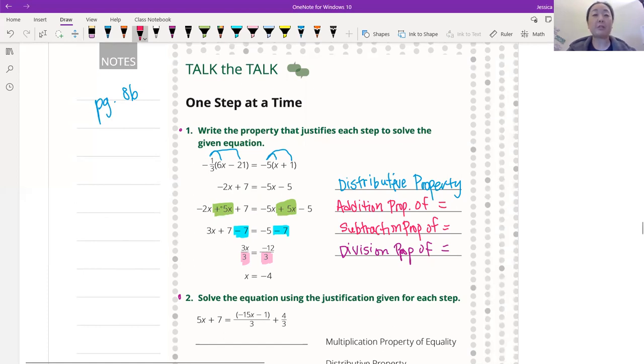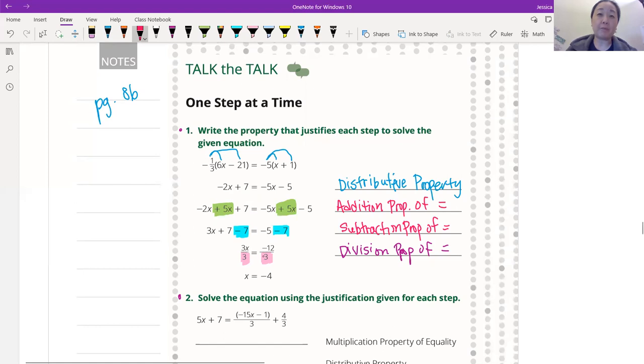All right, and then if you notice right here, what they did was add 5x to both sides. So they could have added 2x on both sides, but they decided on the 5x. And so that's the addition property of equality. And then you've got to subtract, right? What they're doing is getting rid of that 7 because the x is on the left, right? And so subtract 7 on both sides, which is the subtraction property of equality. And then you get 3x is equal to -12.